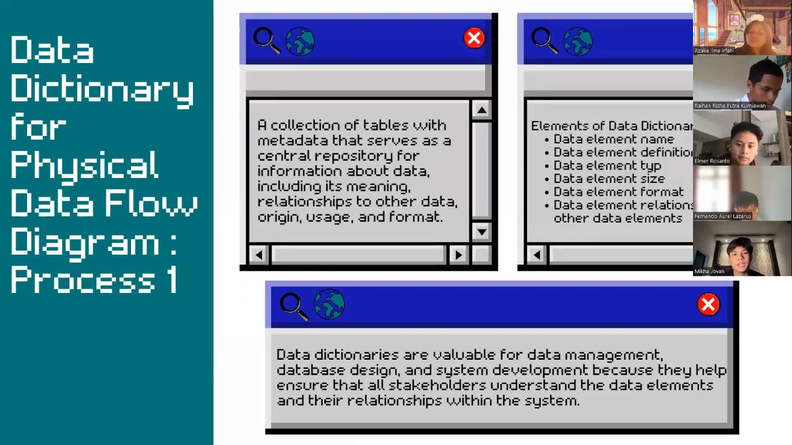So first, I will be explaining the data dictionary for the physical data flow diagram in process 1. So basically, what is a data dictionary? A data dictionary is a collection of tables with metadata that serves as a central repository for information about data, including its meaning, relationships to other data, origin, usage, and format. And in a data dictionary, there are several elements included, such as the data element name, the definition, the type, the size, the format, and also its relationships with other data elements.